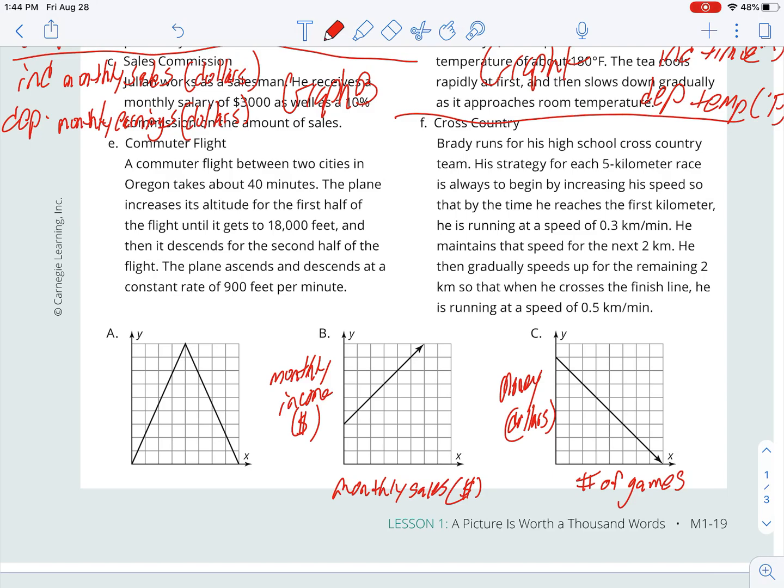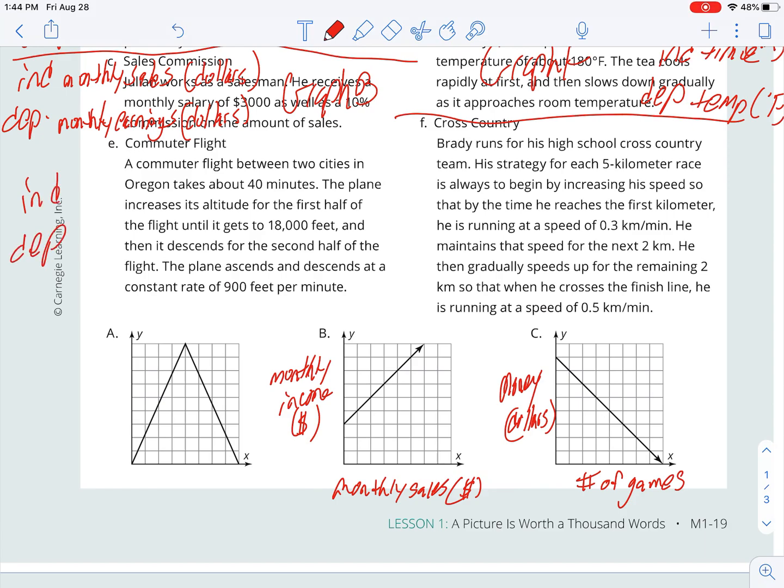Letter E, the commuter flight. A commuter flight between two cities in Oregon takes about 40 minutes. The plane increases its altitude for the first half of the flight until it gets to 18,000 feet. And then it descends for the second half of the flight. The plane ascends and descends at a constant rate of 900 feet per minute.